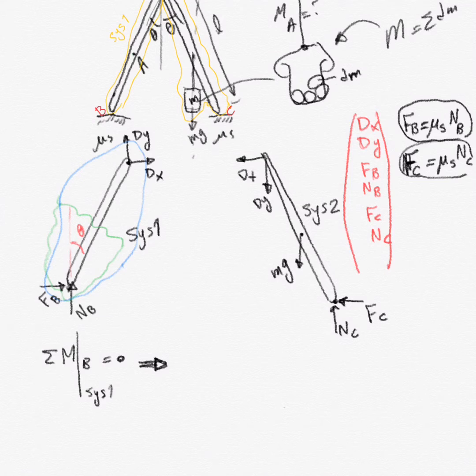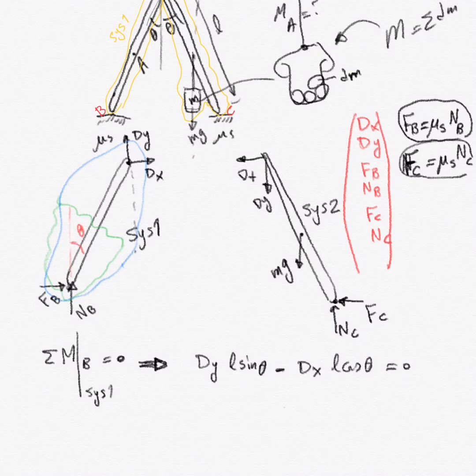Now you just expand that. Nothing comes from FB, nothing comes from NB, then you have dy. Move this dy down, so the moment from dy is dy times the moment arm, which is L sine theta, positive, and then negative dx times L cosine theta equals 0. This is one equation that confirms summation of moment about this point B at system 1.